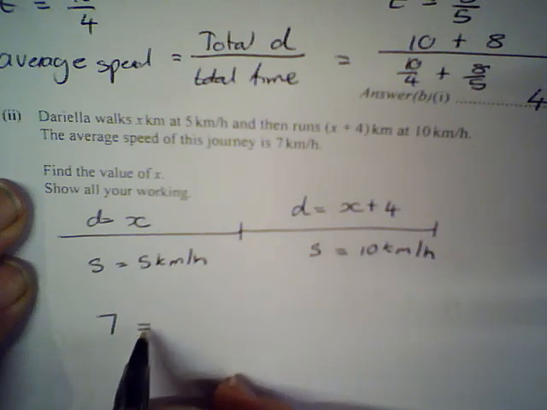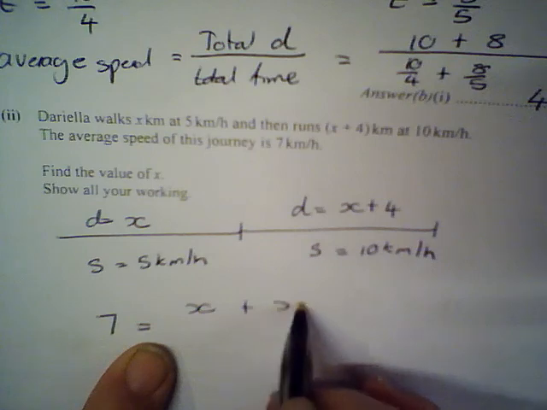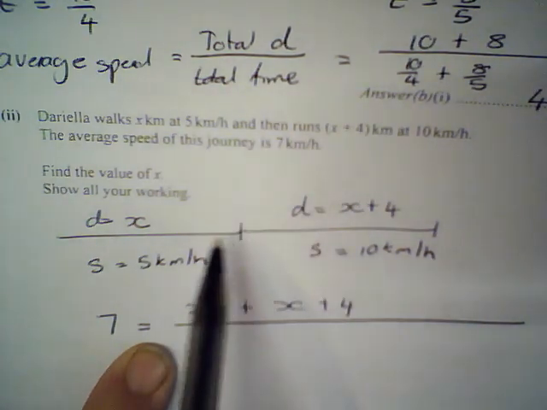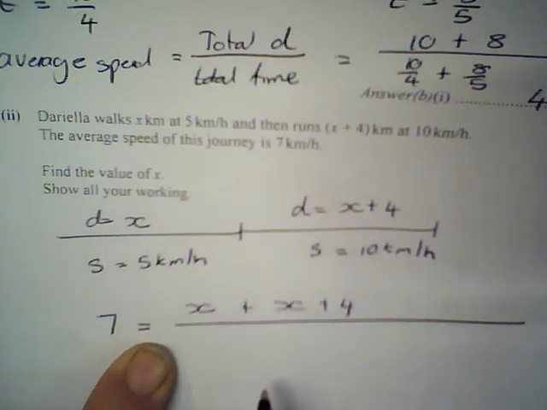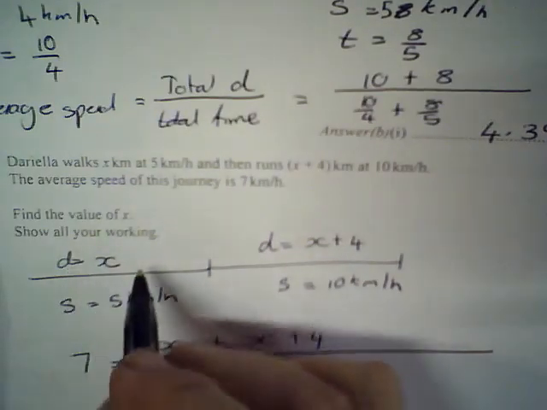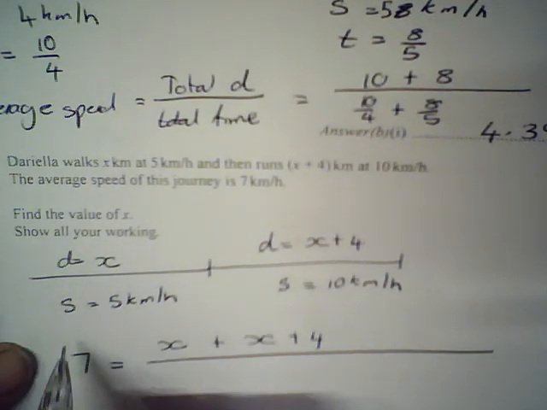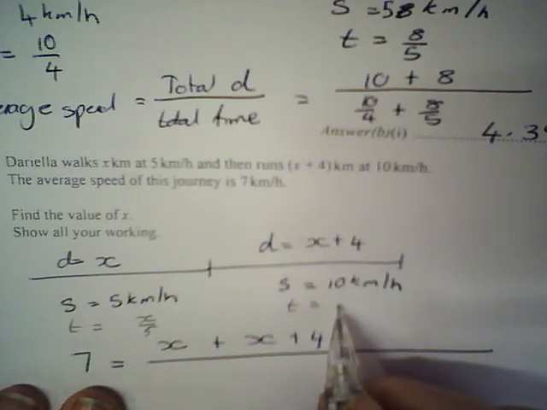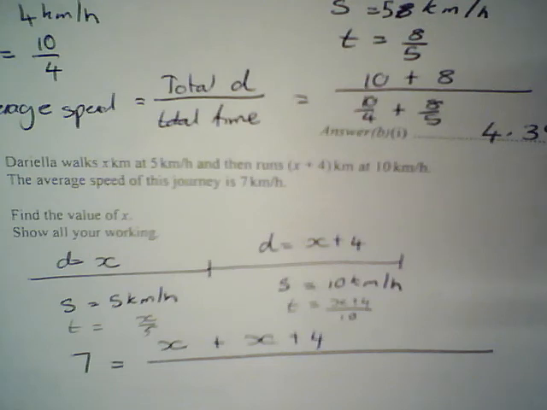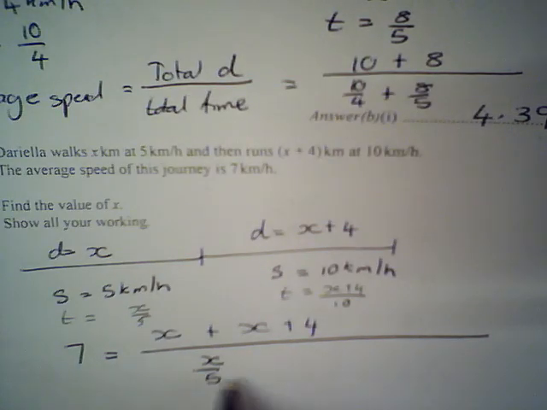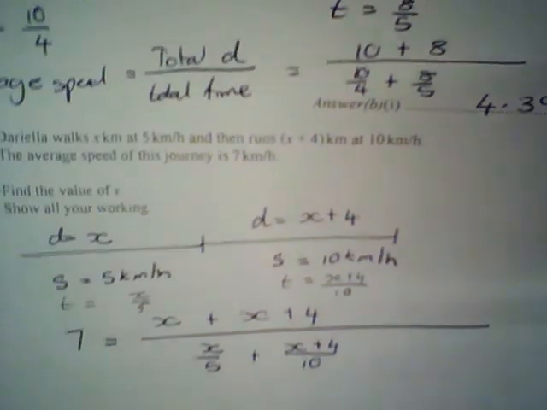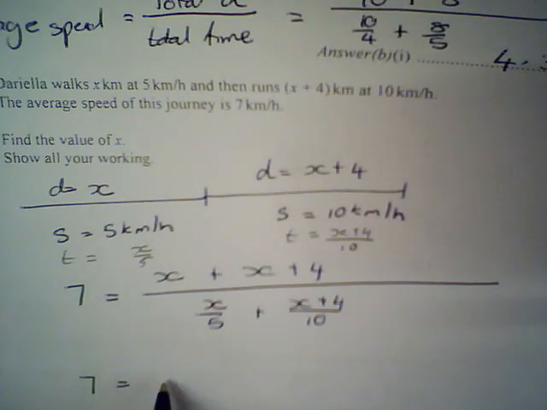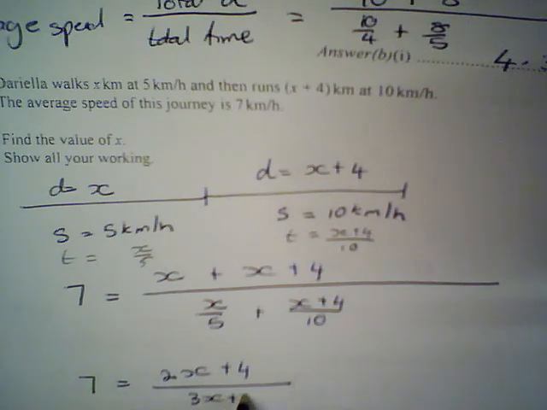We want to find how far she went with that average speed. So average speed of 7 equals total distance, which is x plus 4, over total time. We still have to find time, so let me go back and find time in relationship there. I'm going to jot it in with a pencil. Time equals x over 5, and my time there would be x plus 4 over 10. Now we can use those values: x over 5 plus x plus 4 over 10. Find the common denominator, and we will have 7 equals 3x plus 4 over 10. Let me just quickly check: 3x plus 4 over 10.